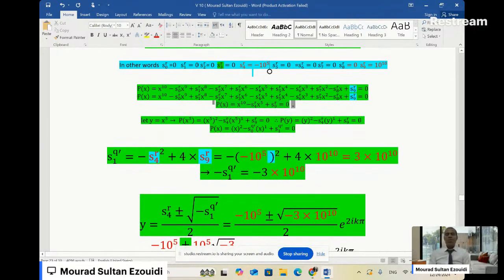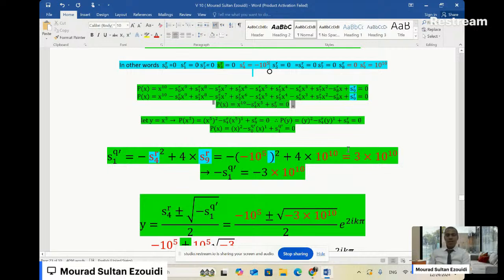Mourad Sultan Ezouidi. We have s0 is equal to 0, s1 is equal to s1 for the q dash is equal to minus s4 for the r squared plus 4 times s9 for the r, equal negative 10 raised to the power 5 squared plus 4 times 10 raised to the power 10. This one is equal to, in fact, 2, 3, 4 minus 1 is 3, 10 raised to the power 10.